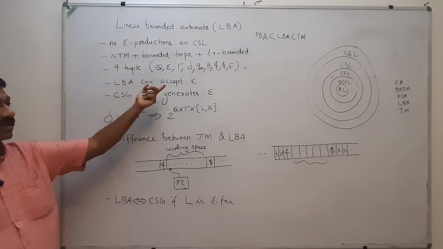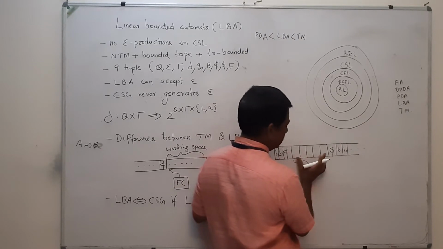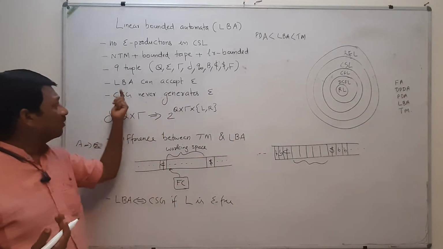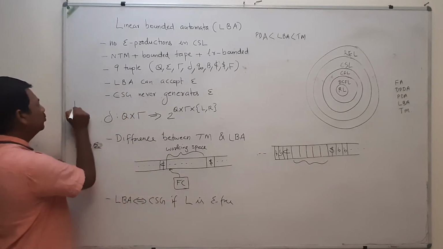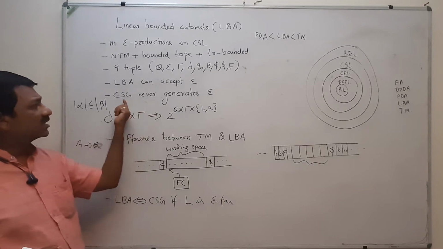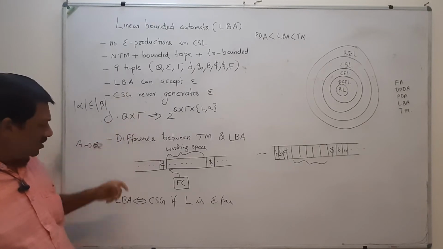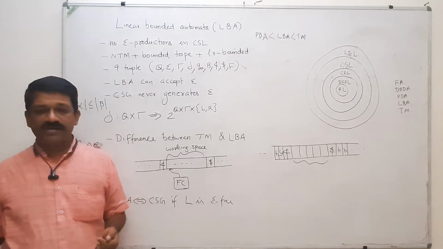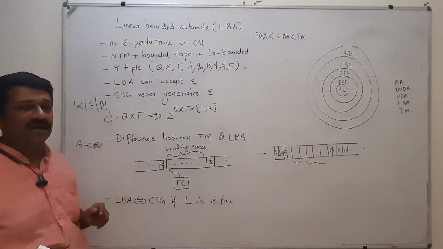That means an LBA can accept when, between the left end marker and right end marker, there is no content. That is why an LBA can accept epsilon, whereas a CSG, as per its rules where the length of alpha is less than or equal to the length of beta, can't accept epsilon. LBA and CSG are equivalent if L is epsilon free. That means if you exclude the null string from your language, then LBA and CSG are the same.